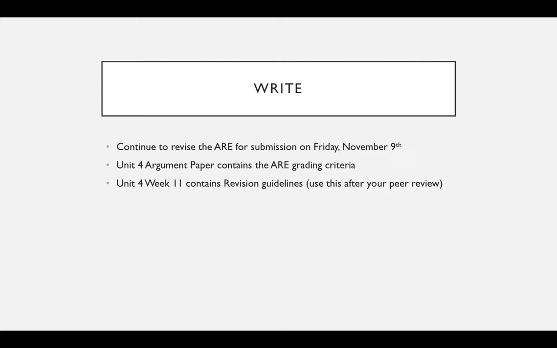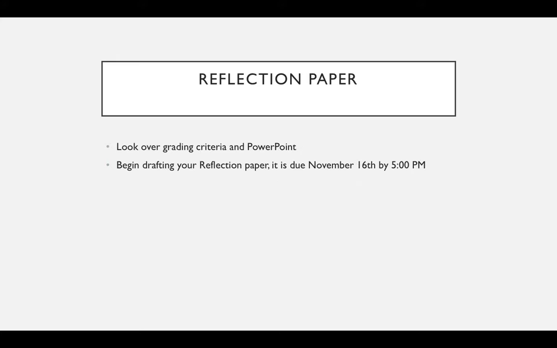Also under the Unit 4 Week 11, there are some revision guidelines. By now your essays have been peer reviewed. So now you can take a look at your peers' comments and, again, look through the grading criteria to double check. The revision guidelines kind of give you a final checklist of, okay, have I made all of the corrections I could possibly make to make this the best possible essay?